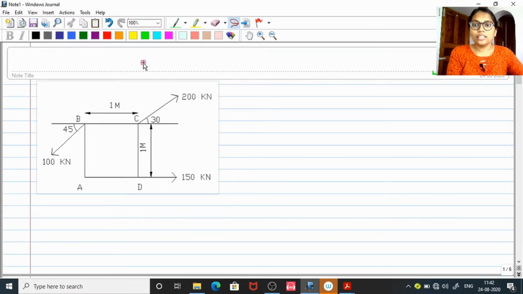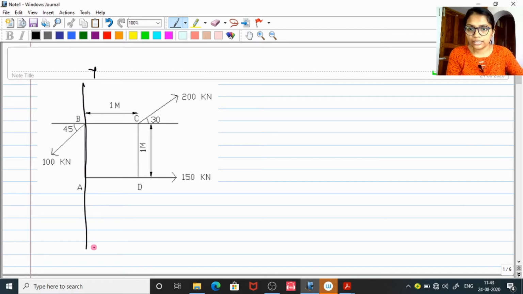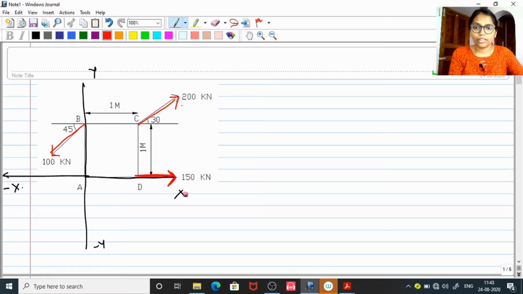So let us start. First of all, you need to paste this figure in the first quadrant of the XY coordinate system. You see the positive y-axis, negative y-axis, also here it goes positive x-axis and negative x-axis. Okay. Next, please highlight your forces: 100 kilonewton here, 200 here, and another 150 is acting along here.